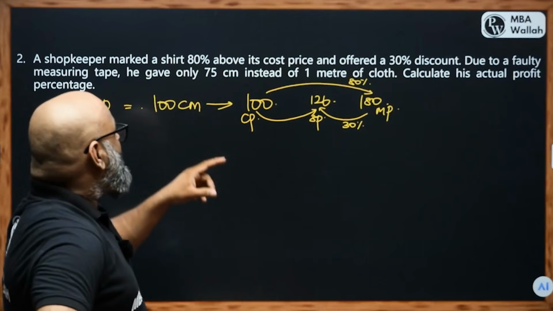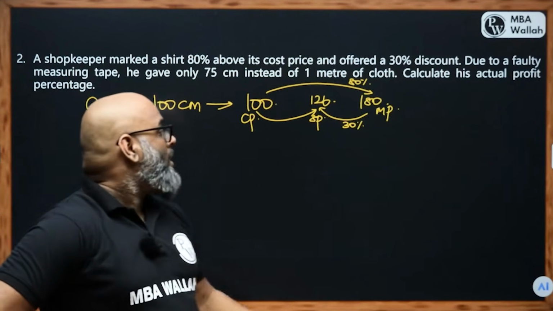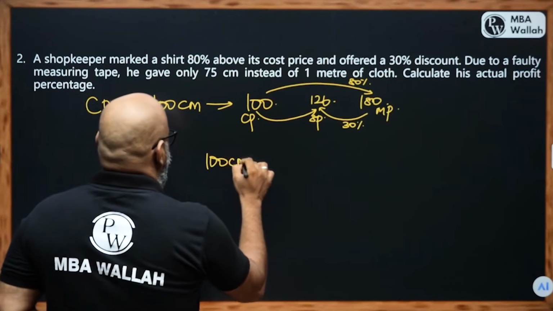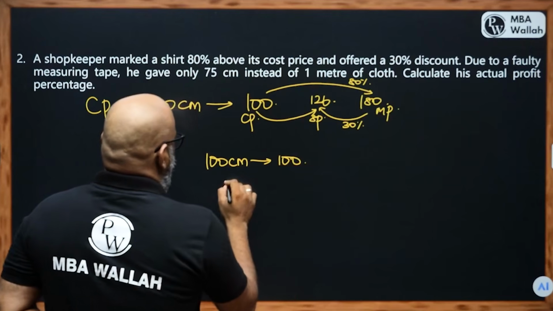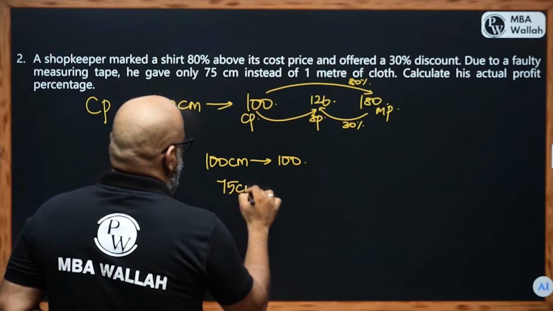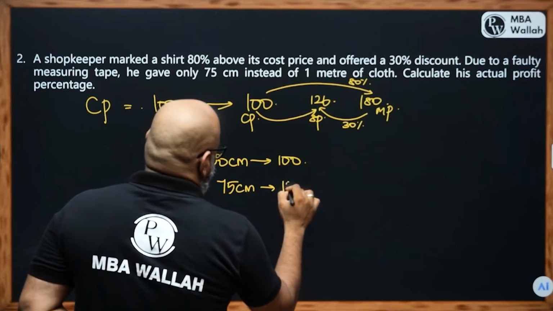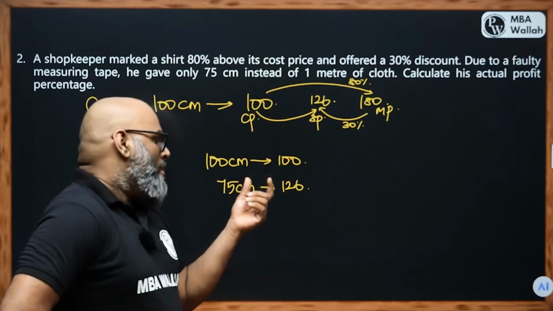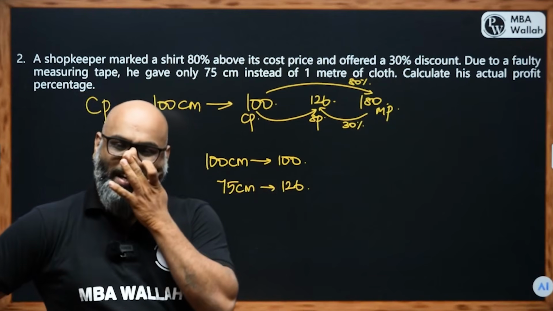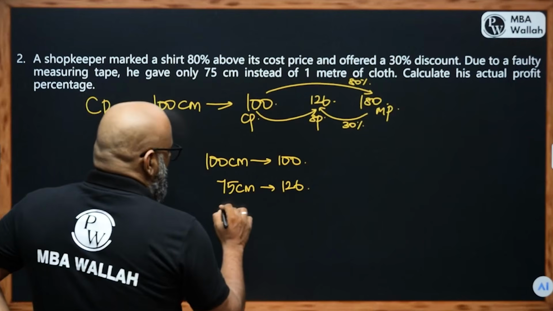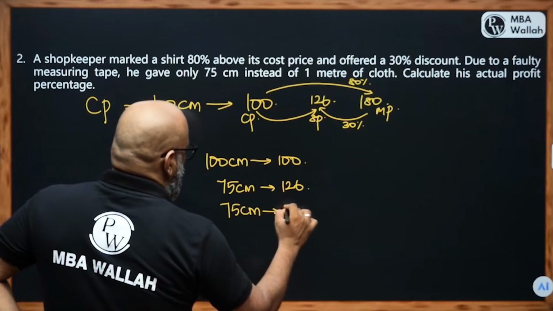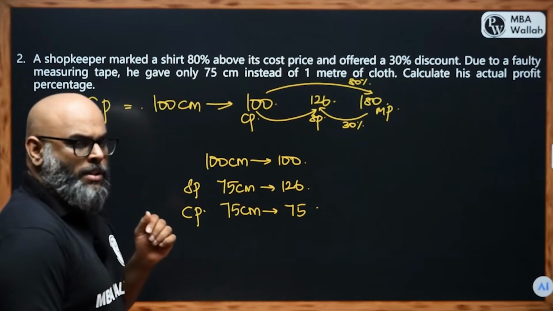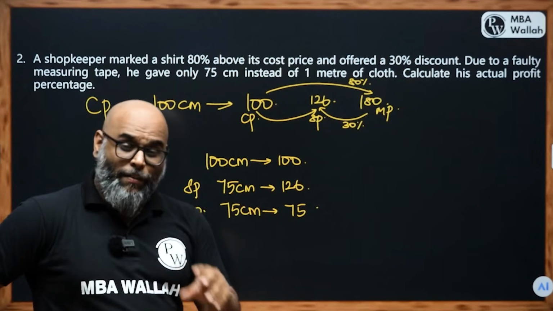But the key is he's only selling 75 centimeters instead of giving you 100 centimeters. He bought 100 centimeters for 100 rupees. But then he is selling 75 centimeters for 126 rupees. He's making a 26% profit on his cost price. But to that selling price, he is giving you only 75 centimeters. Now, technically, the cost price of 75 centimeters would be 75 only, right? This is his selling price. This is his cost price. 75 centimeters would have cost him only 75 rupees.